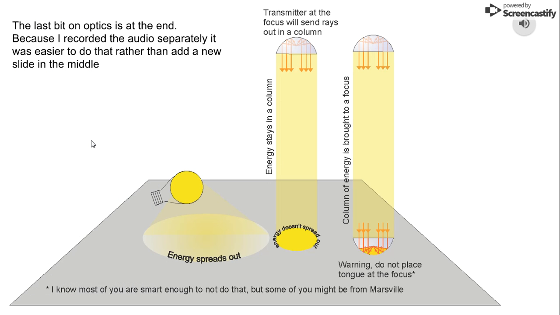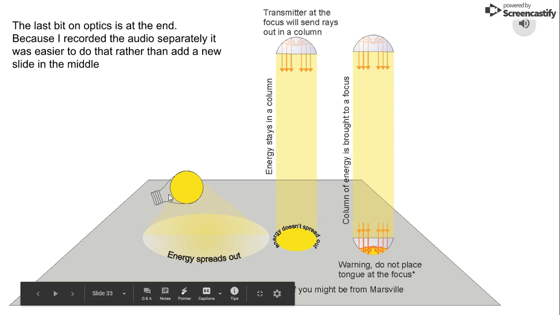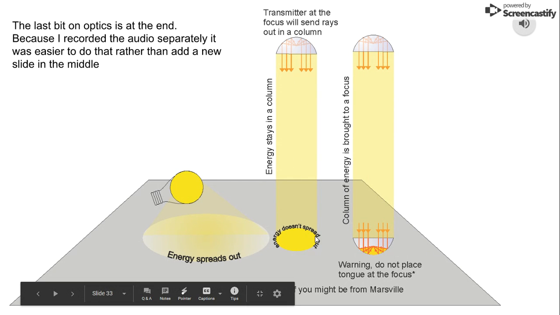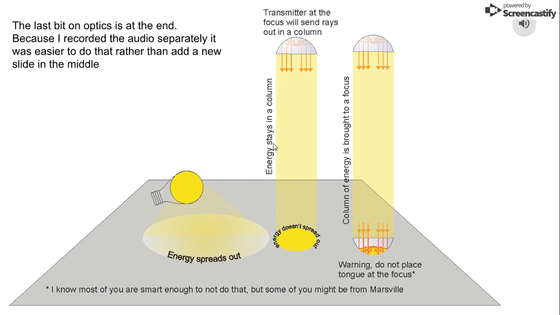Here's another graphic illustrating the same thing. If you leave a bulb out exposed, the energy spreads out real fast and gets real dim. If you got 10 times further away from this light bulb, it would be 100 times dimmer. But if you put a reflector behind the light bulb, you can make everything come out parallel and the spot stays bright for a long distance. And we call it a spotlight.